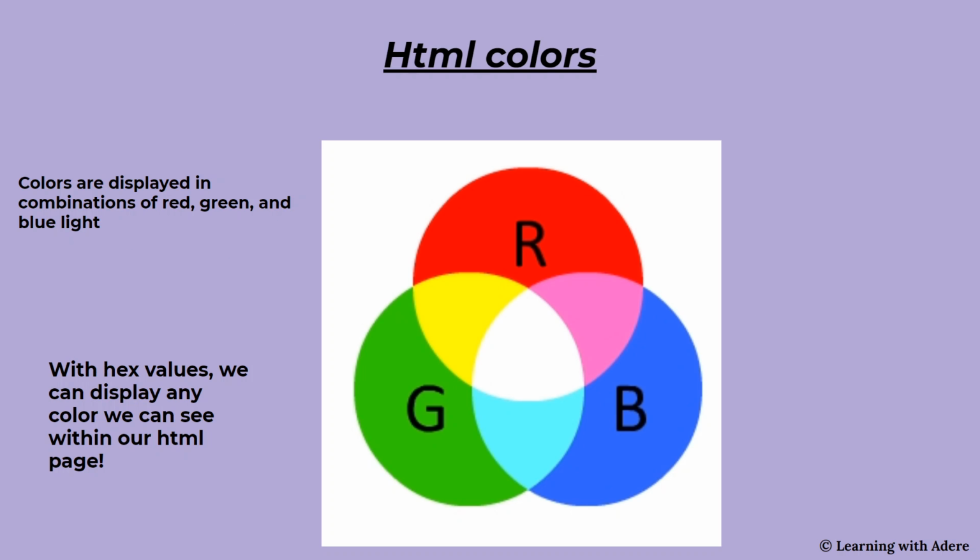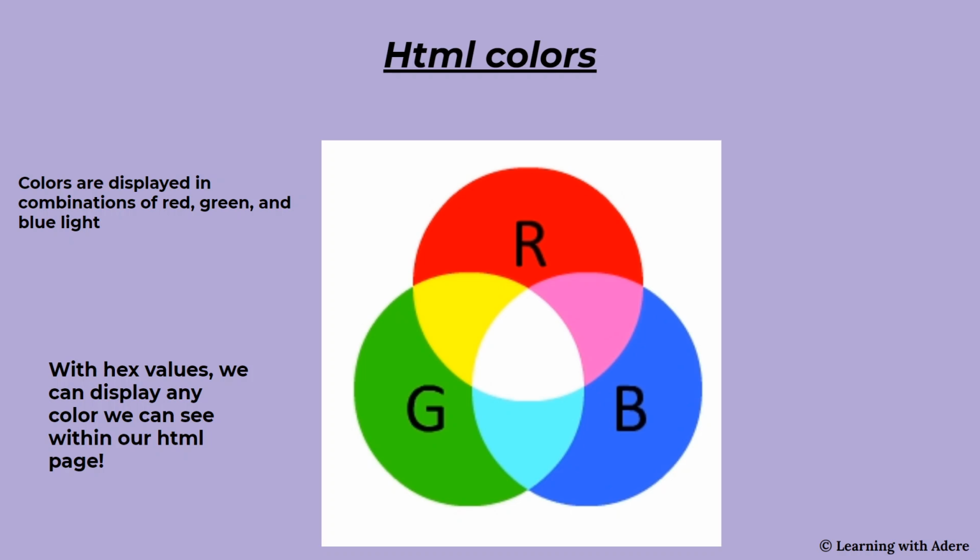Something else we need to talk about as well is colors that are displayed in RGB. My apologies. So RGB is red, green, and blue. Something you need to know is that colors are displayed in combinations of red, green, and blue light, and these pretty much make up all the colors we can see with our eyes.